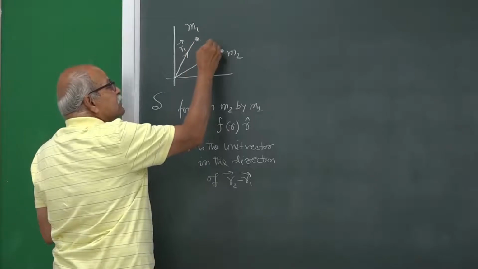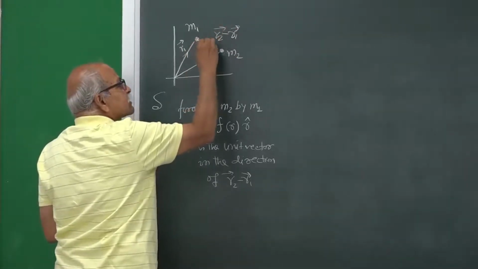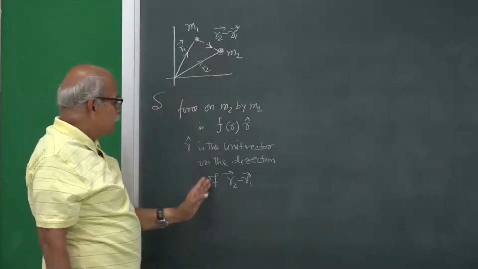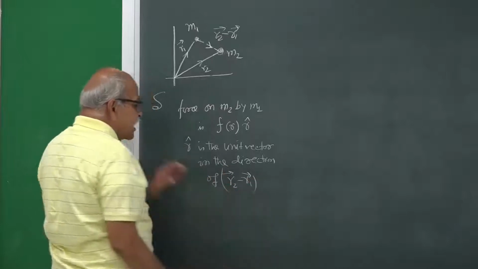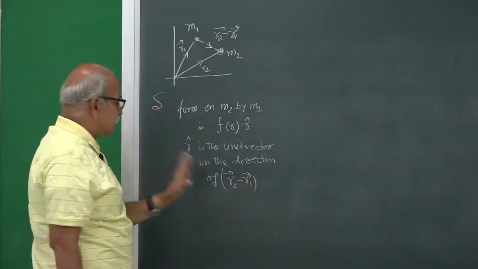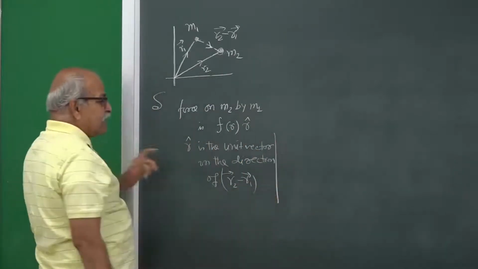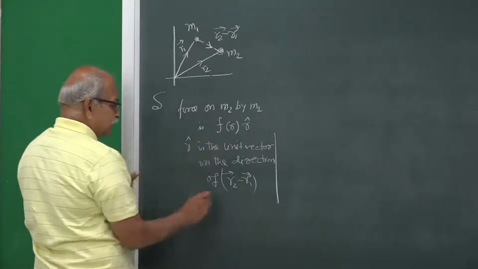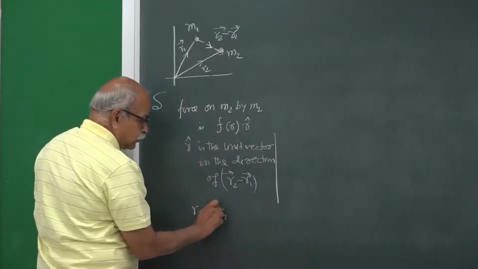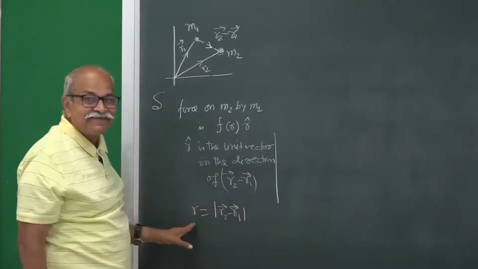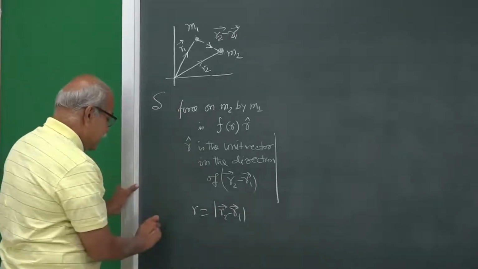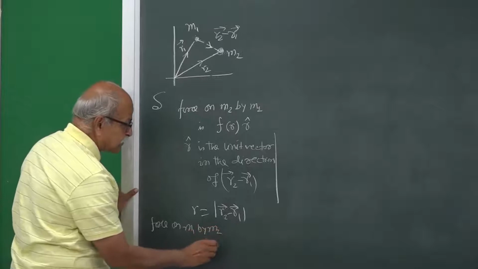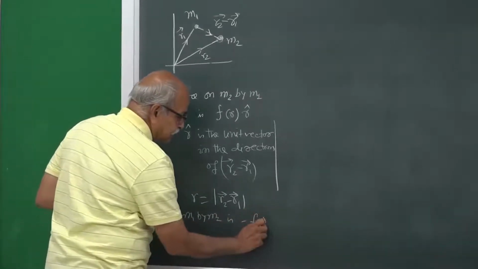This vector is r2 vector minus r1 vector, and the force is in this direction. It can be negative, it can be this way or that way. If it is attractive, it is opposite. If it is repulsive, it is like this. So, this is that r cap vector, and the magnitude of the force is dependent only on this r. This r is the separation between these two particles, so this r here is the magnitude of r2 minus r1 vector. So, this is the situation, and the opposite force on m1 by m2, by Newton's third law, is minus F of r times r cap.